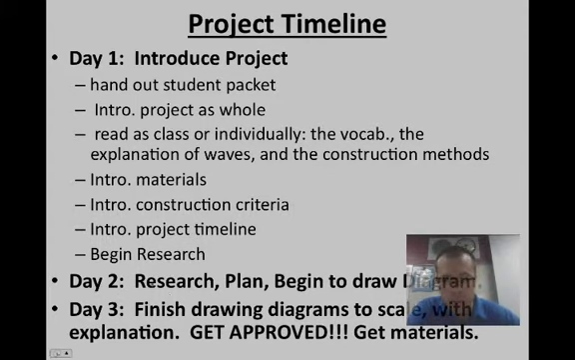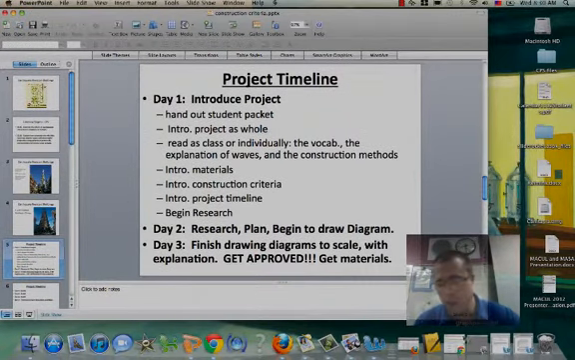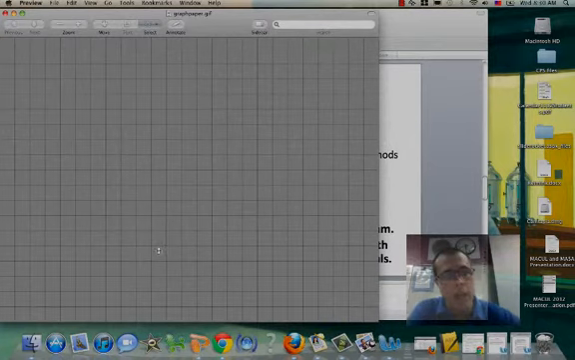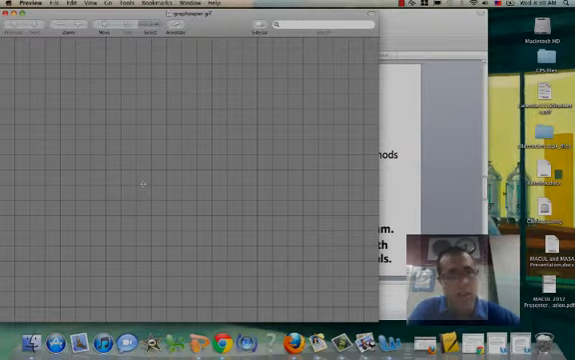So, day two, finish your research. You've got to make a plan of how you're going to diagram this, and you're going to begin drawing your diagram. To begin drawing your diagram, you're going to come up and you will get 3 pieces of graph paper like this. Every person needs 3 pieces.